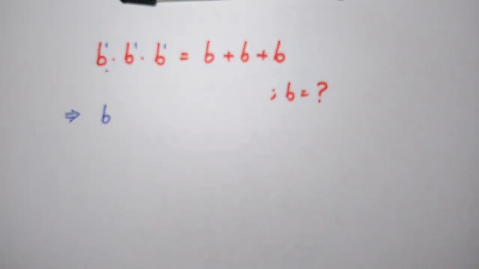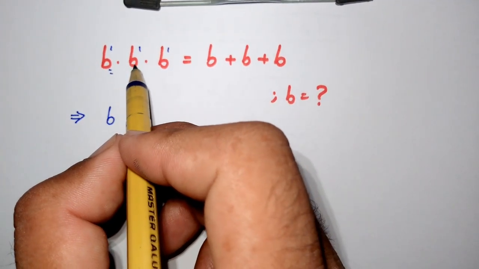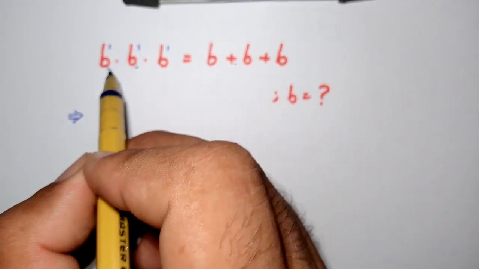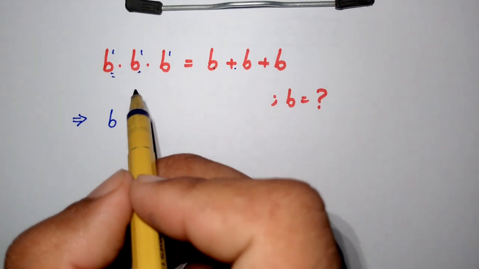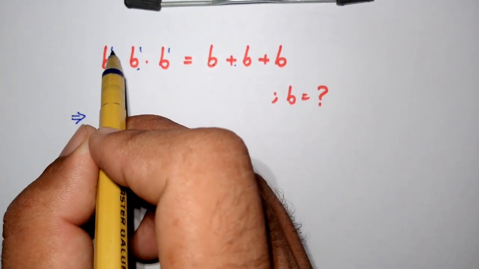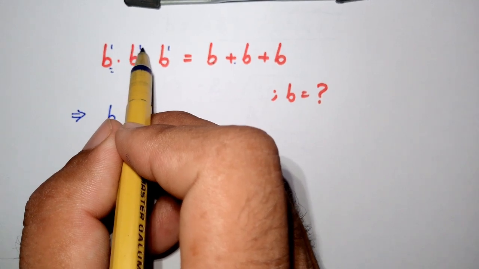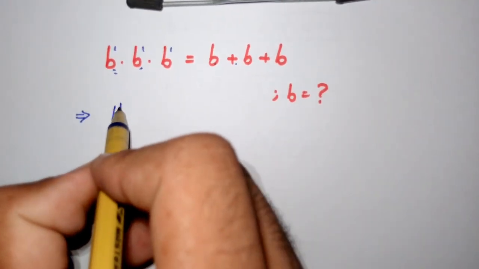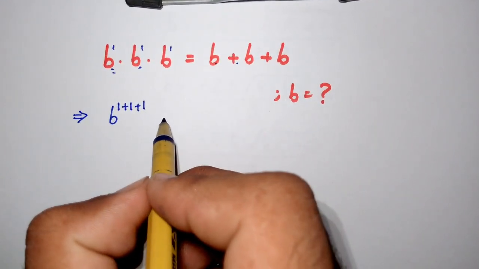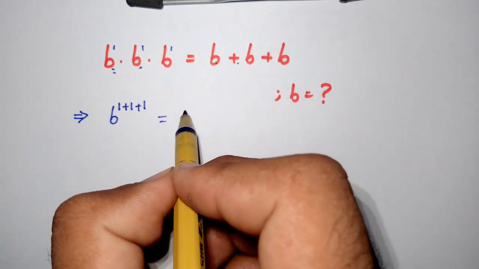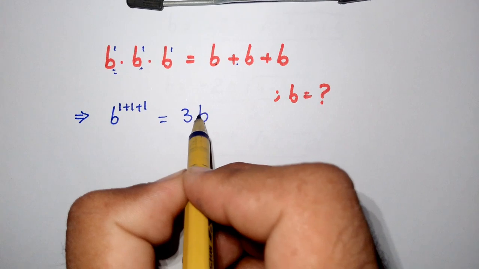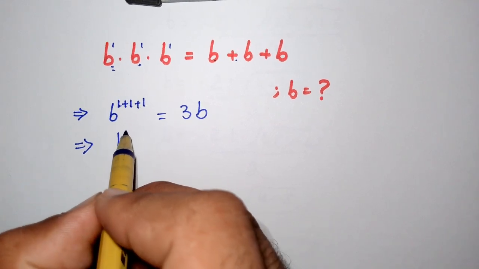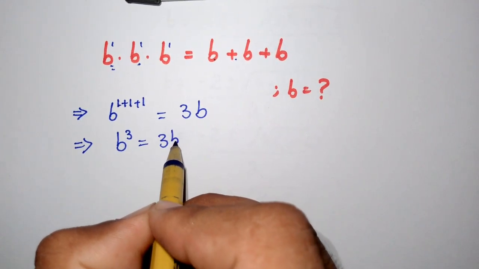We have to solve the most interesting question, that is b times b times b is equal to b plus b plus b. We know that here the bases are the same and the power of b is 1 and here also the power is 1. Now we have to add these powers. b to the power of 1 plus 1 plus 1 is equal to 3, and the right side can be written as 3b.